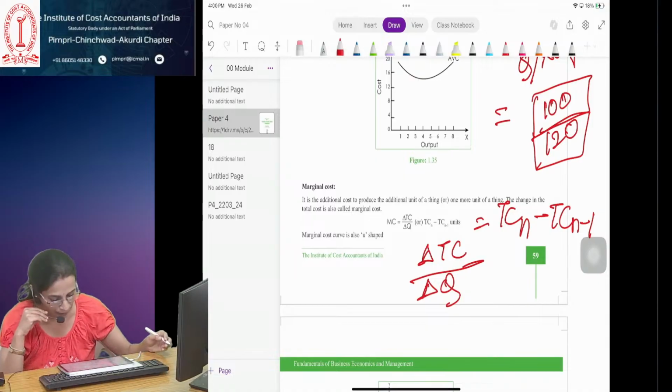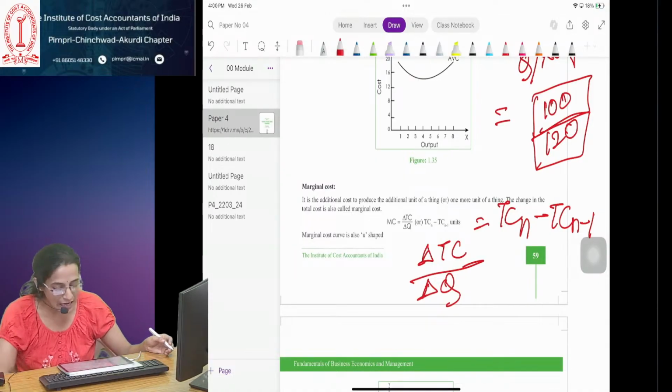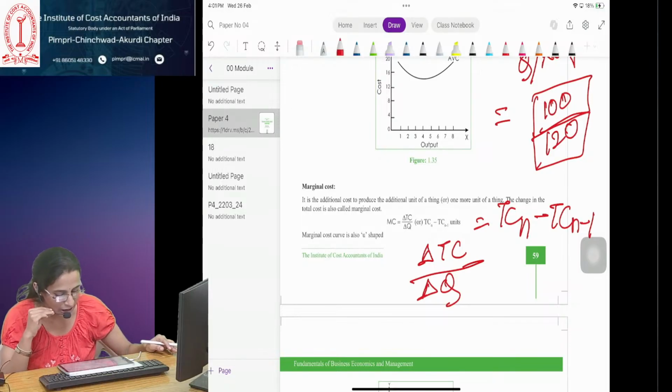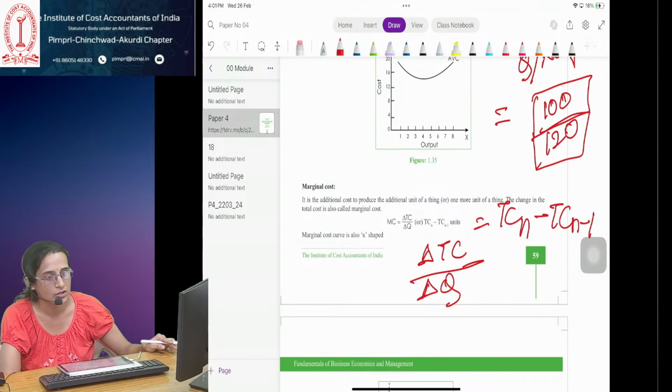Okay. Marginal cost is the additional cost to produce an additional unit. Additional means whatever change it is bringing in the cost, right? If it was 100, it became 120, additional 20. The change in the total cost is called marginal cost. What I said, right? Change.